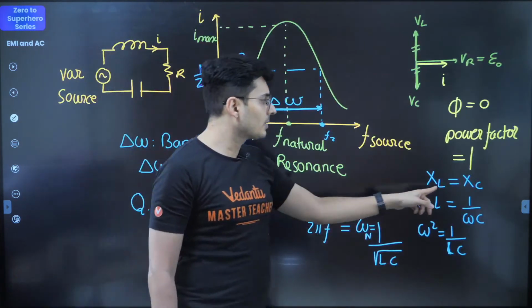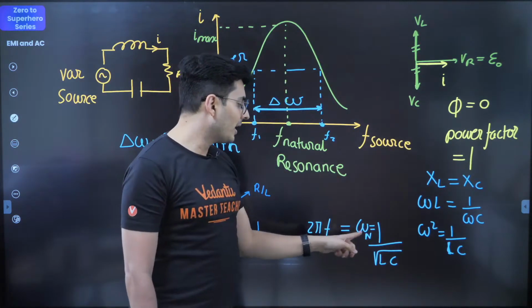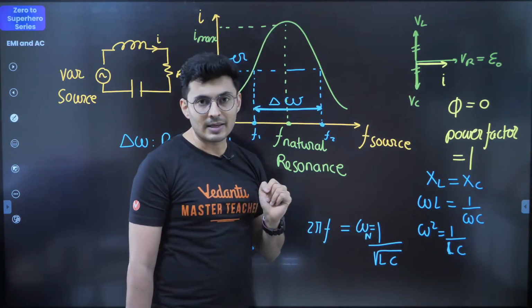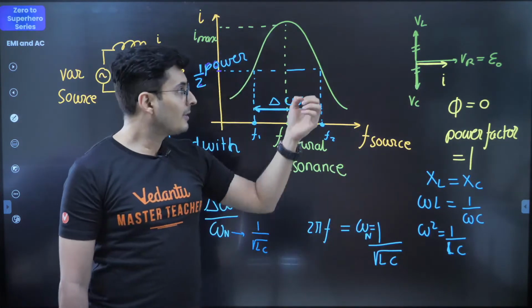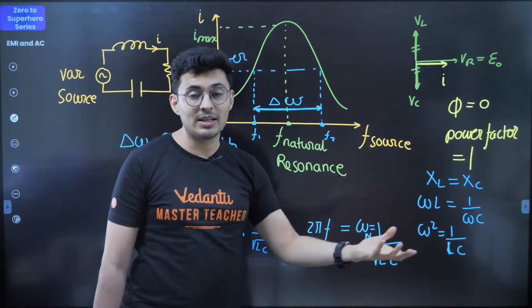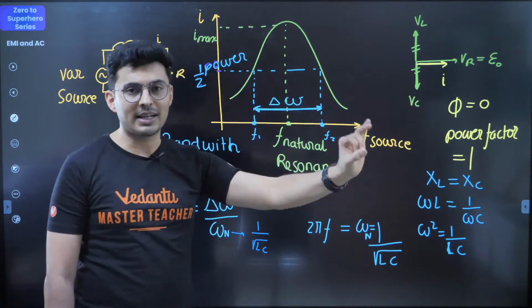XL is XC. So omega L is 1 by omega C. Omega square will be 1 by LC. So omega naught will be 1 by root LC. This is called that frequency when the phase difference is 0 and power factor is 1. Power factor 1 means there are no power losses, and the power delivered is always maximum.